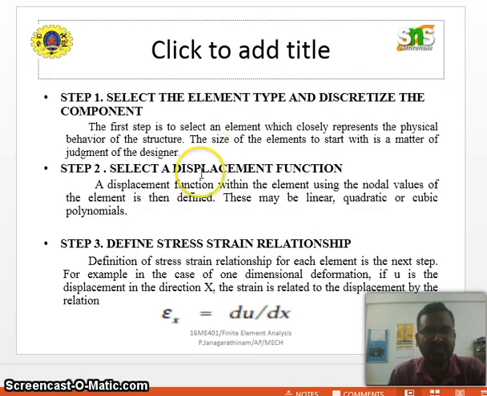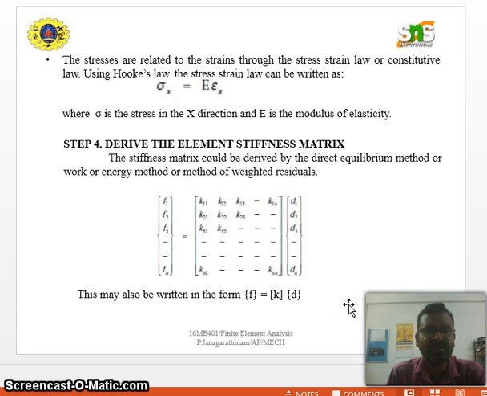All these steps I have already explained. Select the element type and discretize the components, and select the displacement functions, which means the nodal values of each element. This is the general equation to find the stress-strain relationship matrix: stress is directly proportional to strain. This is the third step. And the next step is, based on the stress, we have to calculate the strain value. The fourth one is to derive the finite element equation for each element. The general finite element equation for the element is F equals K into U, where F is the force matrix, K is the stiffness matrix, and U is the displacement matrix.